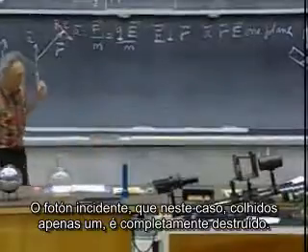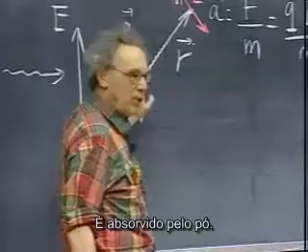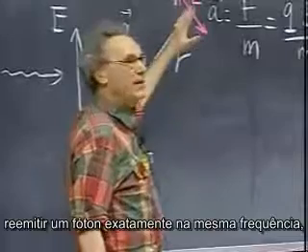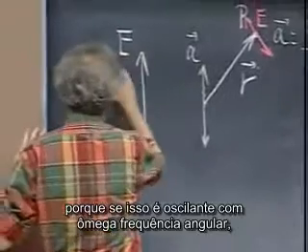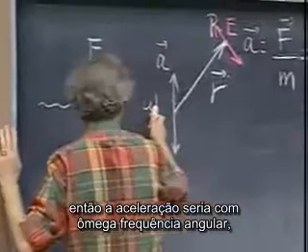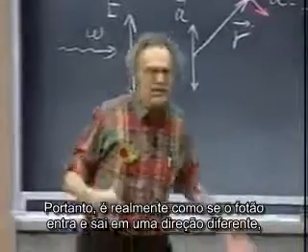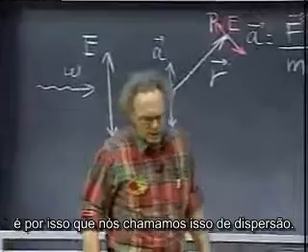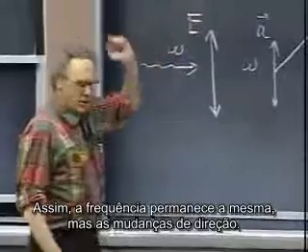The incident photon, which in this case I picked only one, is completely destroyed. It is absorbed by the dust. And the electrons which are going to radiate, re-radiate a photon at exactly the same frequency. Because if this is oscillating with angular frequency omega, then the acceleration will be with angular frequency omega, and so this E field will have angular frequency omega. So it really is as if the photon comes in and takes off in a different direction. That's why we call this scattering. So the frequency remains the same, but the direction changes.